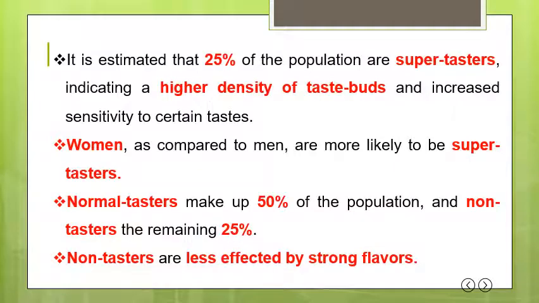It is estimated that 25% of the population are super tasters with high density of taste buds. الwomen بنلقاهم super tasters than men, ومن the whole population الnormal tasters بيمثلوا 50% of the population. The rest of the population will be non-tasters. Non-tasters are less affected by strong flavors.